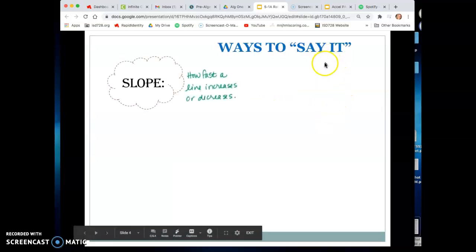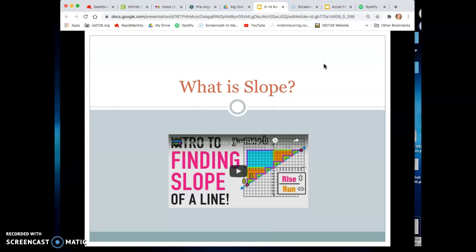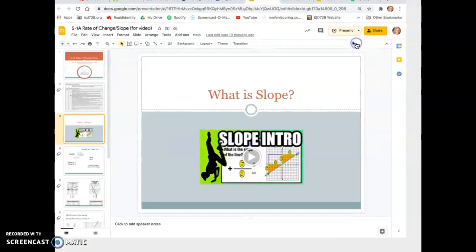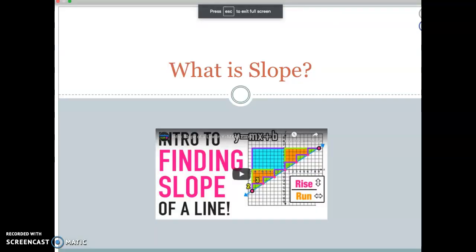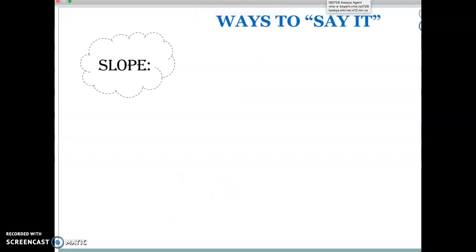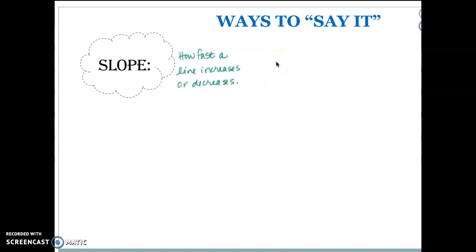Okay, so what we're going to do is we're going to take a look at our Chapter 5 intro note sheet. And let's jot down some of those vocabulary words and ways to say slope. So notice he defined slope as just how fast a line increases or decreases with that roller coaster reference there, and he also refers to it as steepness.